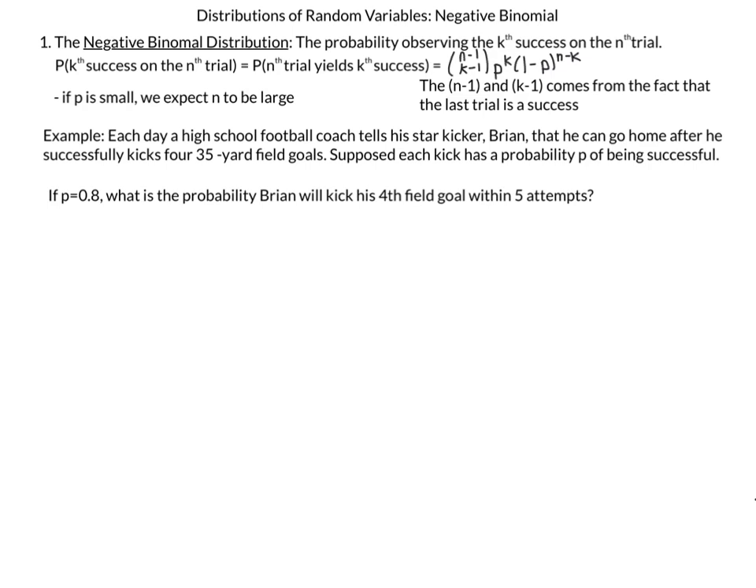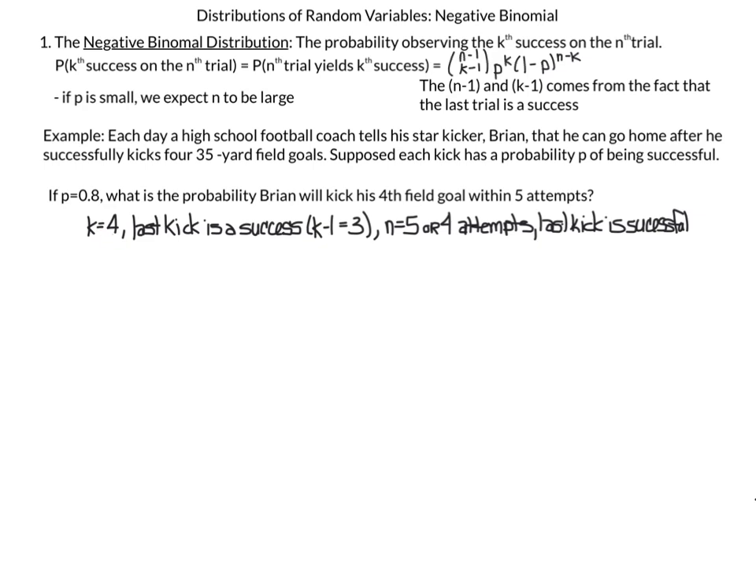When he was at 0.1%, I felt kind of bad, but now his probability is 0.8. So what's the probability Brian will kick his 4th field goal within 5 attempts? So I like writing things down. My k equals 4. I'm looking for 4 successes. Last kick is a success. So just to note that k minus 1 over here is equal to 3. So within 5 attempts, that means he could have n equals 5 or n equals 4. He can't have n equals 3 because he needs at least 4 field goals. So he needs to kick at least 4 times. So we're talking about what's the probability that he gets his 4th success on the 4th or 5th trial.